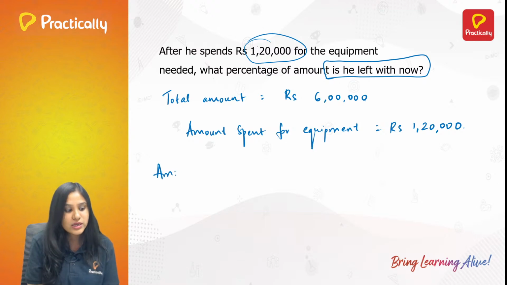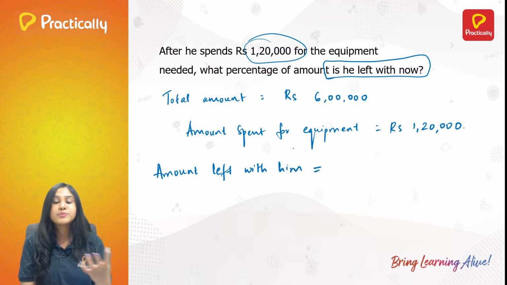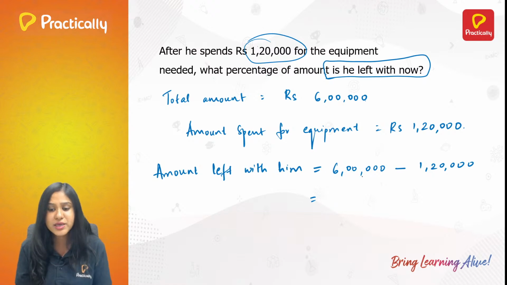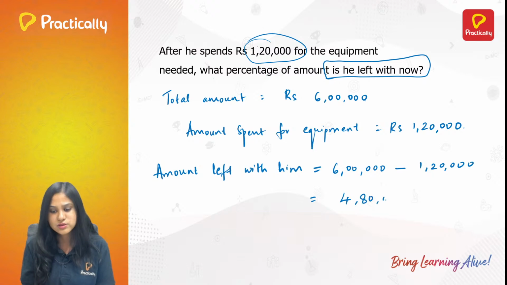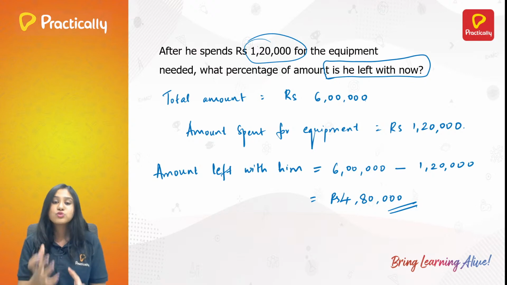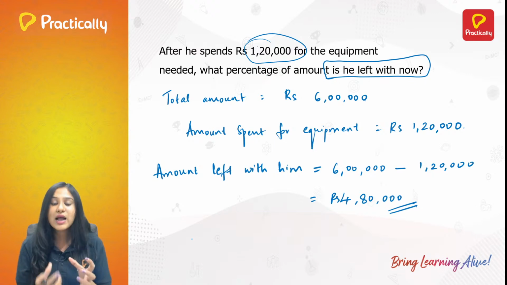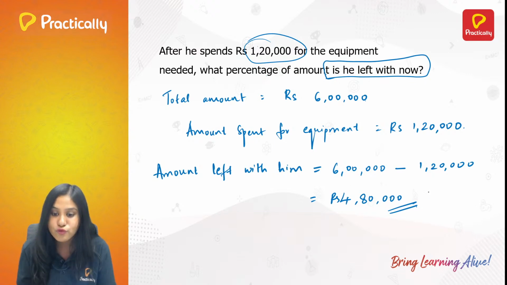Now, the amount left with him is how much? Total amount minus amount spent, 6 lakh minus 1,20,000, right? So, if we subtract 6 lakh minus 1,20,000 it is 4,80,000, right? So, this is the amount left with him. But what is asked? What percentage of amount? So, now we have to calculate what percentage of 6 lakh is 4,80,000.